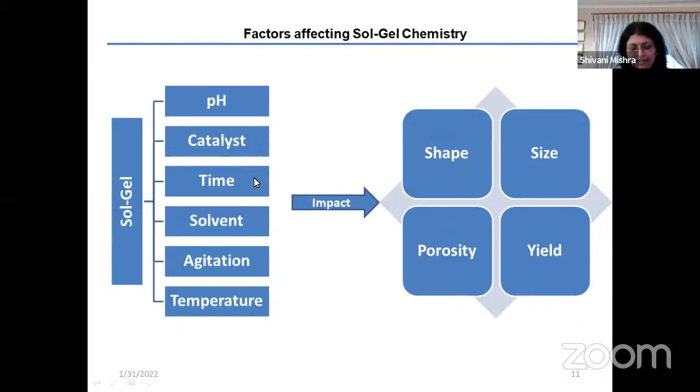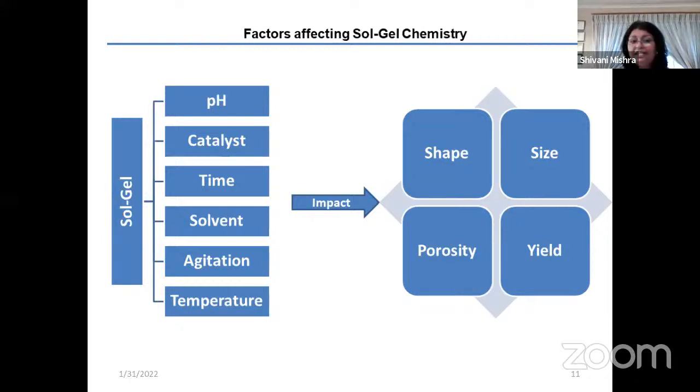Similarly, if I talk about the time, if I stop the reaction very early, then I will have a completely different shape and size of my product. And if I delay the reaction for, let us say, 4 to 5 hours, then it's a bit different from what I get for an early stage reaction. Similarly, the solvent. I can have a protic solvent, I can have a non-polar solvent. So it's up to me how I would choose to proceed with the reaction.